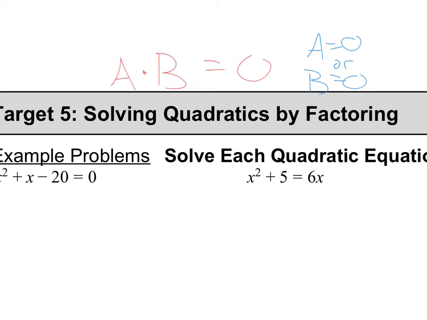So when we factor this, instead of A's and B's, we're going to see two different factor pairs. So x plus or minus something times another x plus or minus something. And what we'll be able to claim is that one of these two factors must be equal to 0 in order for the overall equation to equal 0.